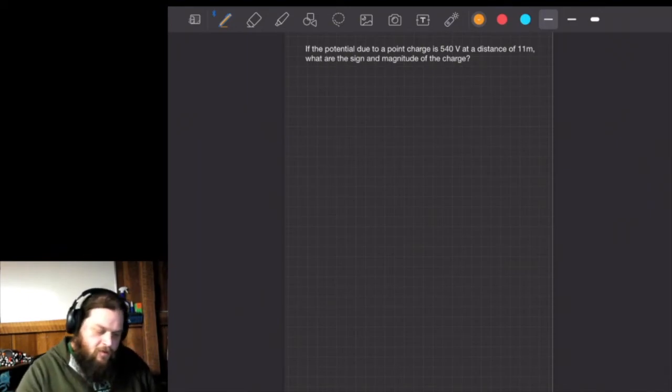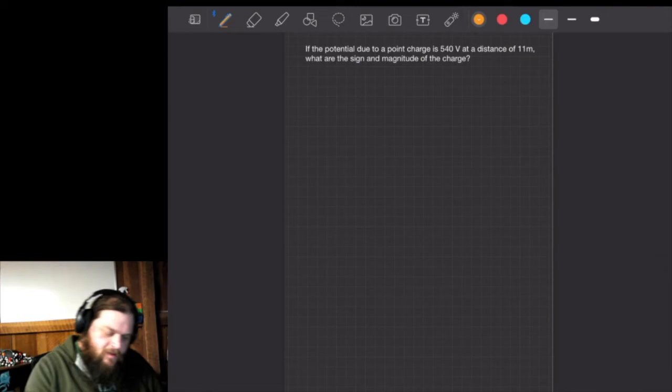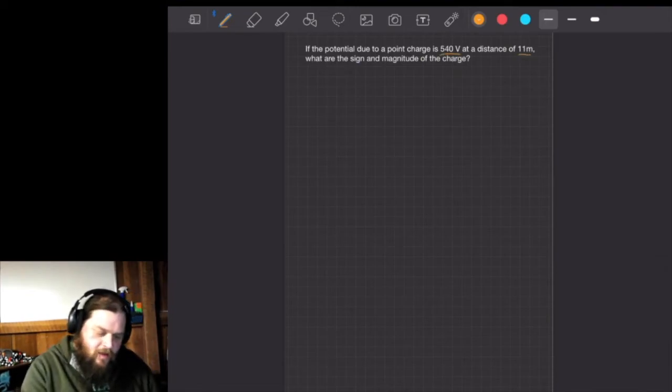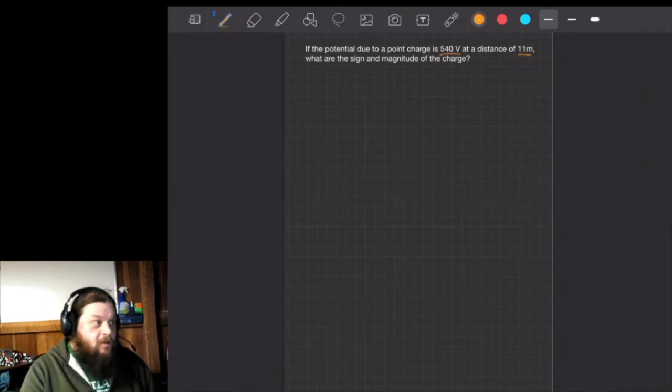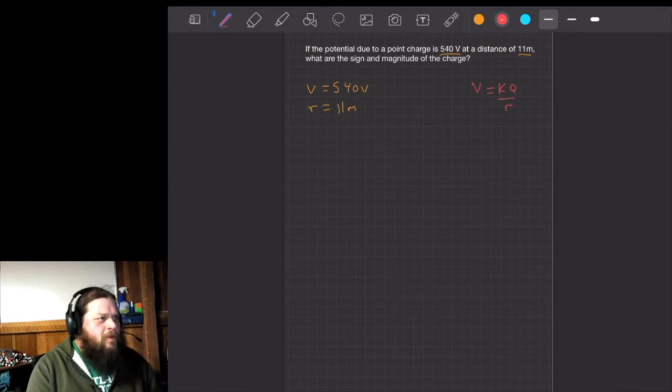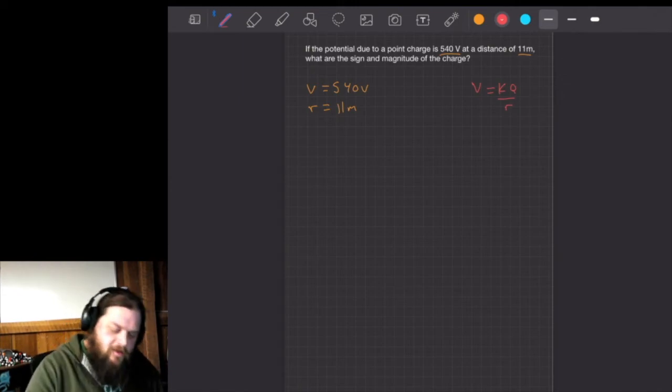If the potential due to a point charge is 540 volts at a distance of 11 meters, what are the sign and magnitude of the charge? So if the voltage is equal to 540 volts and we have a distance of 11 meters, we can use that equation we just said, V is equal to kQ over r. We rearrange it because we want to find the magnitude of the charge. So rearranging this, you get Vr over k is equal to Q.